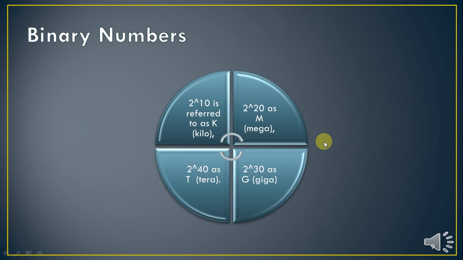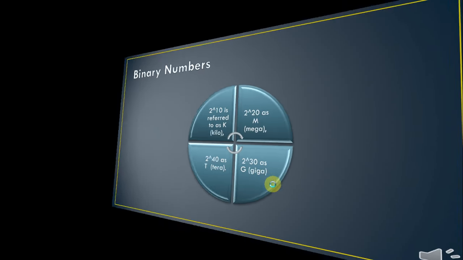One thing must be remembered while converting binary numbers: there is a tip for you so that we can get an idea of bytes, kilos and gigabytes. 2 to the power 10 is referred to as kilo, 2 to the power 20 is referred to as mega, 2 to the power 30 is giga, and 2 to the power 40 is tera. So for today this was our lecture.